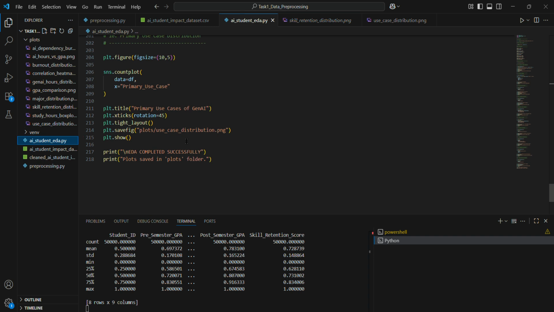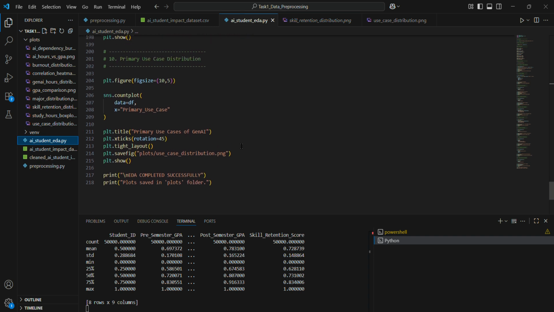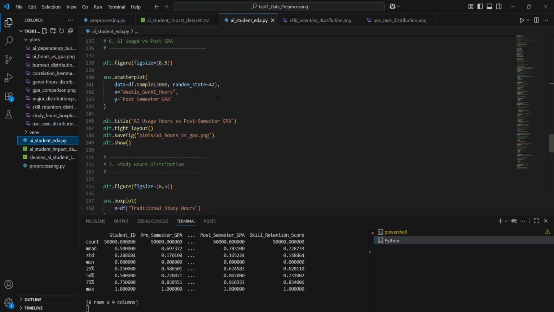And with this we come to the end of our file, and one thing which I did was plot tight layout, so that I could get all the labelings inside the plots.